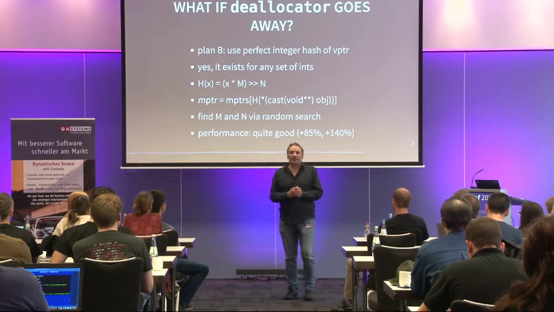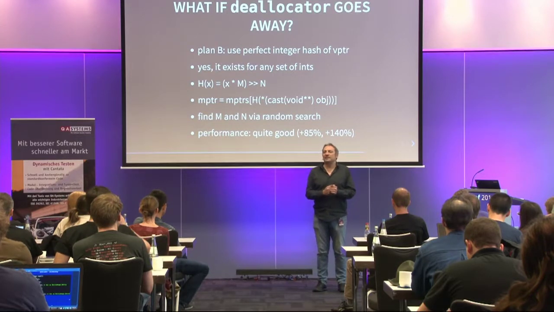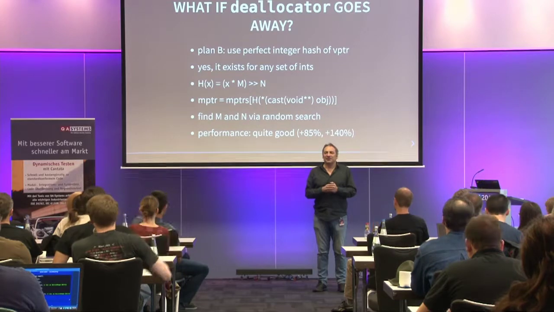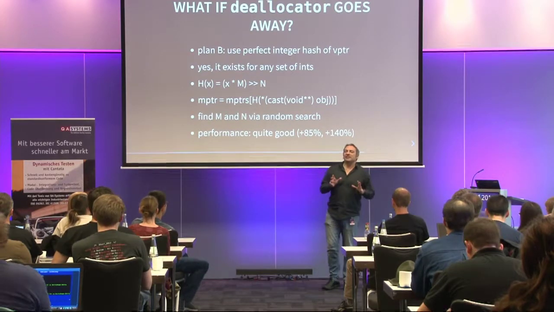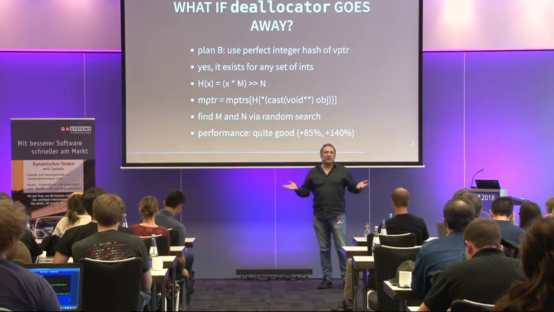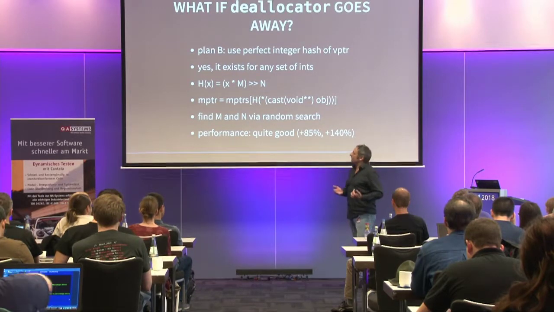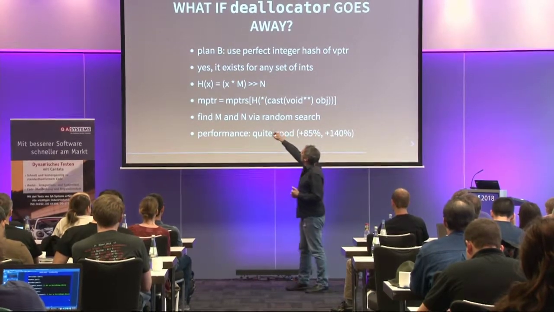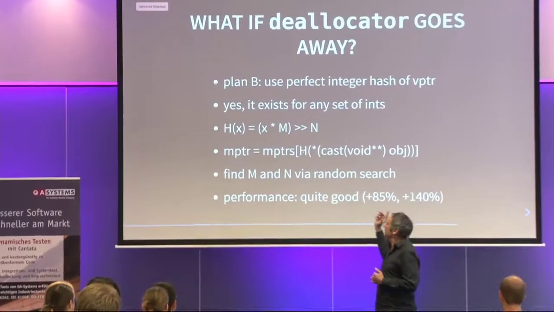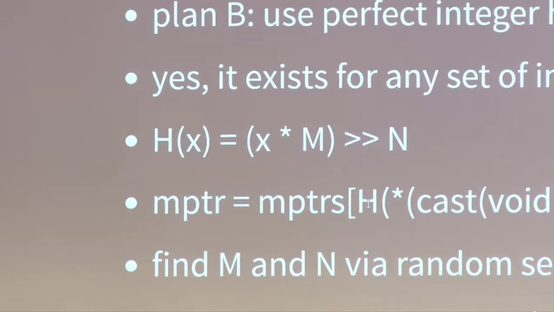But not any hash. It's a perfect hash. A hash which is collision-free. Who knows that exists? Oh, good. Well, that's almost half. So the idea is that if you know the set of integers you're going to hash, and when the update method runs, it does a finite set of VPTRs, you can find a very simple function which has the form x times m, where m is a fairly big integer, shifted by a certain number of bits. And you can find m and n so that it's collision-free.